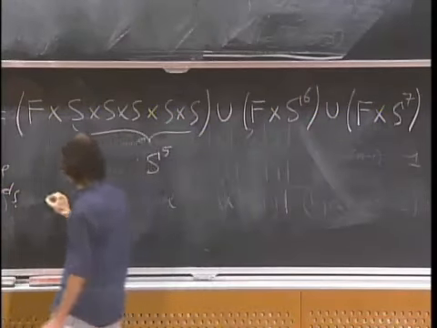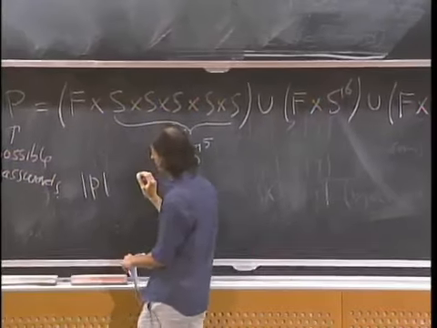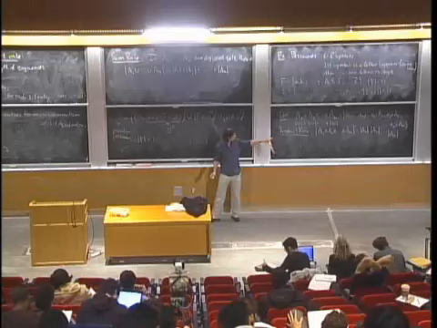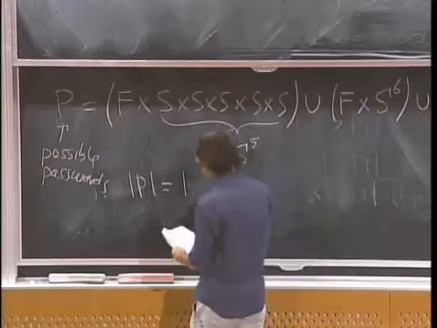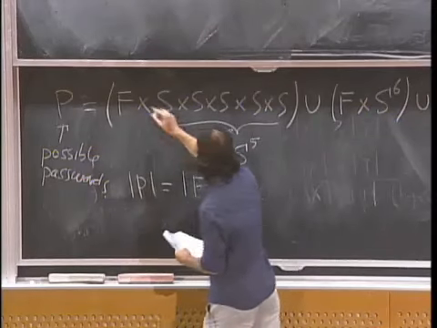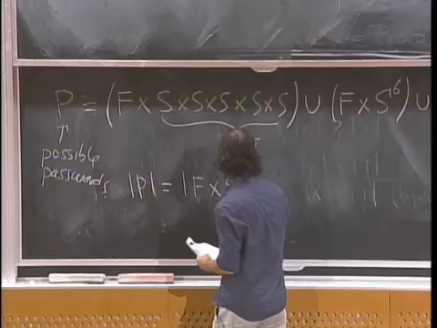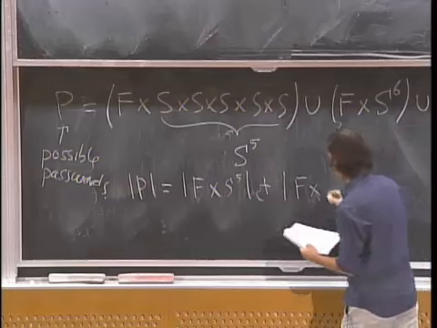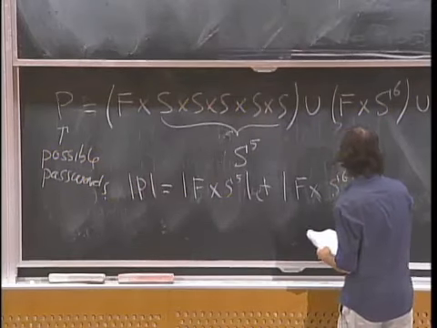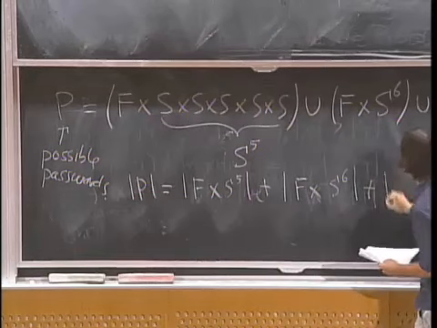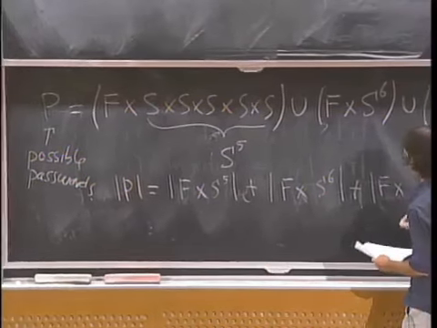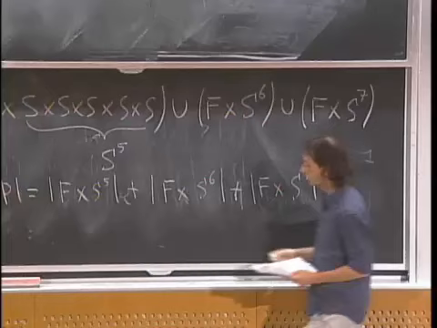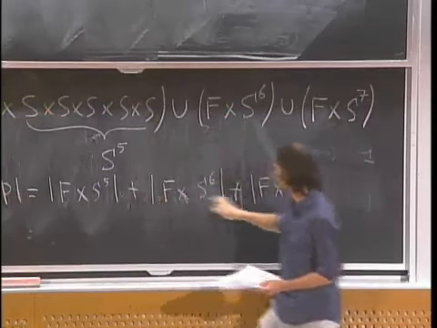So if we look at the cardinality of P, it's equal to the sum, by the sum rule that we just described, of the very first one, F times S to the power 5, plus the cardinality of the product of F with S to the power 6. And we have F cross product S to the power 7. So this is by application of the sum rule.